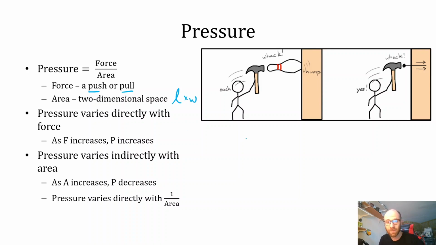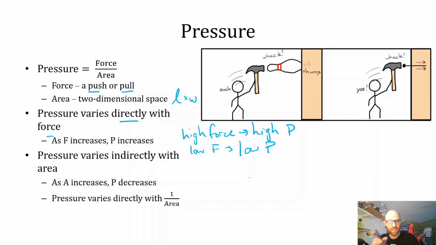Based on this formula, we can come up with some relationships between these three factors, variables: pressure, force, and area. Whenever you have two things on opposite sides of an equal sign, that gives you a direct relationship. As force increases, pressure increases. So high force is high pressure, and low force is low pressure.